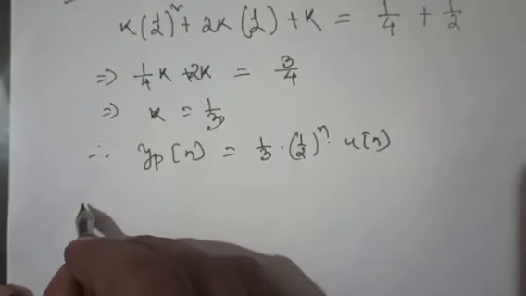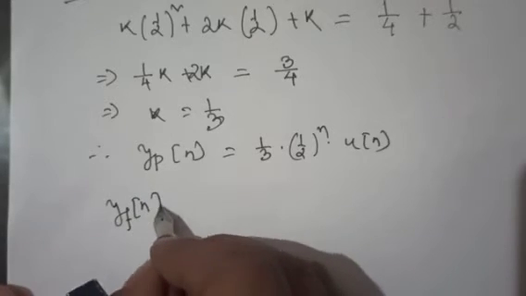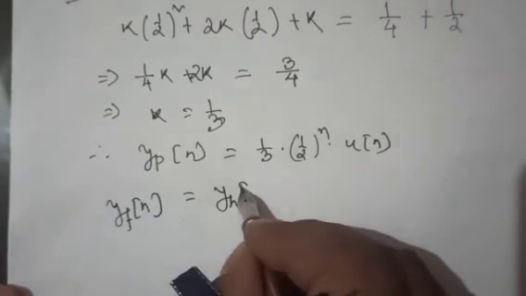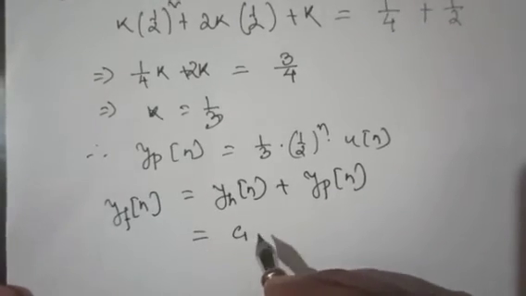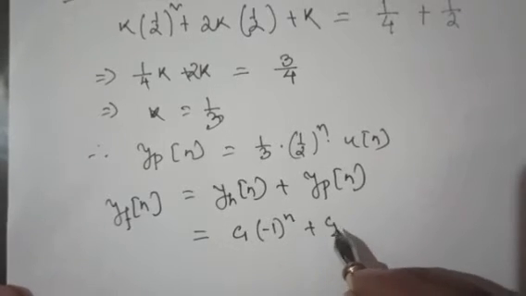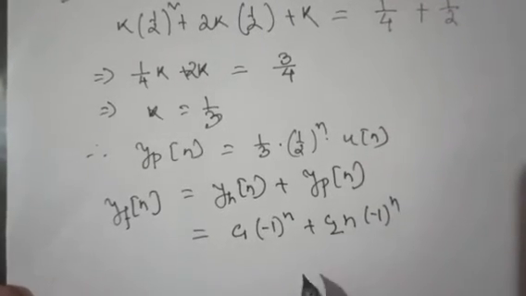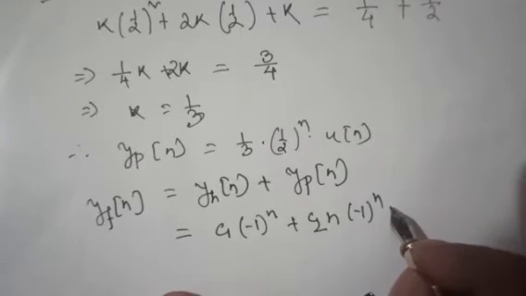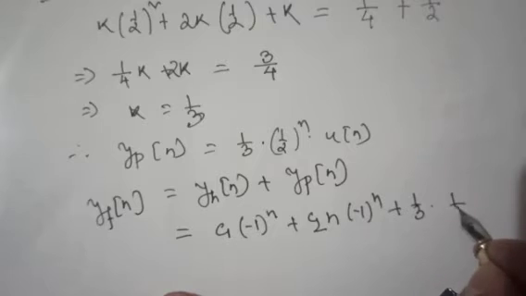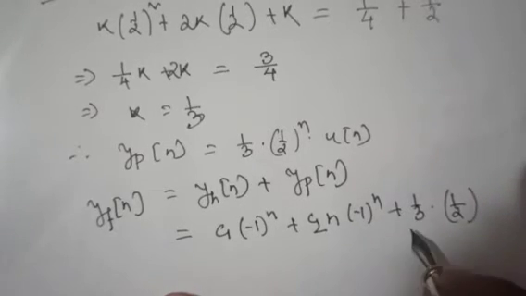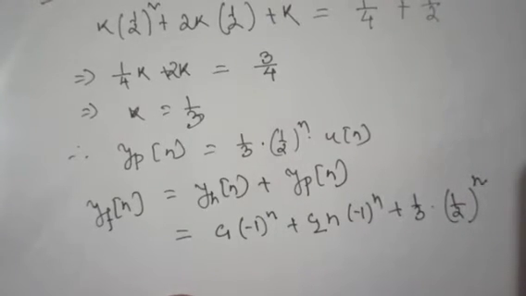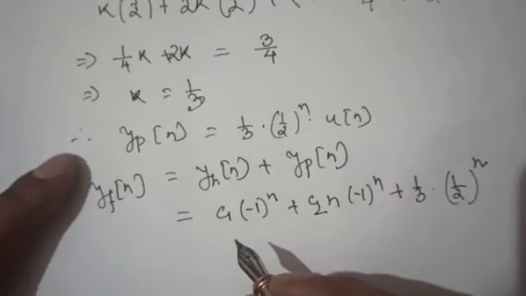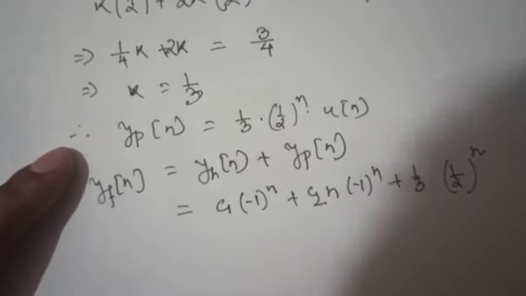So the total forced response will be the homogeneous solution plus the particular solution. So it is C1(-1)^n + C2 n(-1)^n, which is the natural solution, that is the homogeneous solution, plus the particular solution (1/3)(1/2)^n. u(n) means it is for all n greater than or equal to 0. Now from this, again you need to calculate C1 and C2.